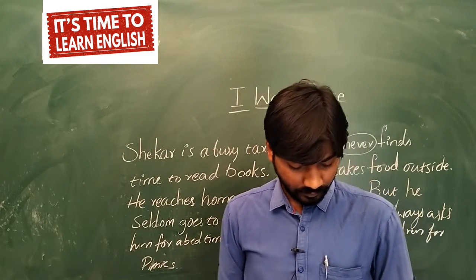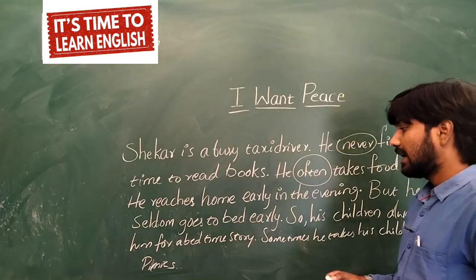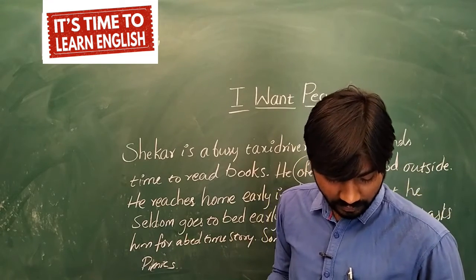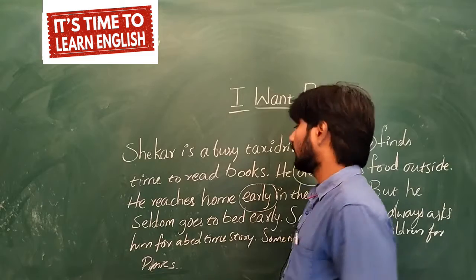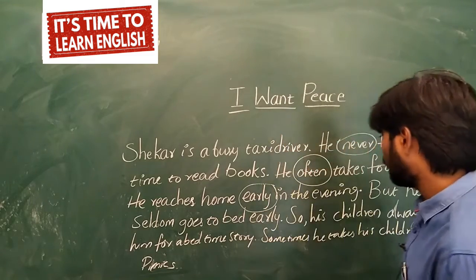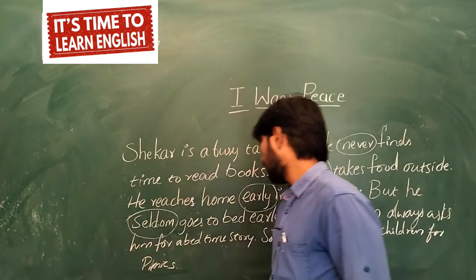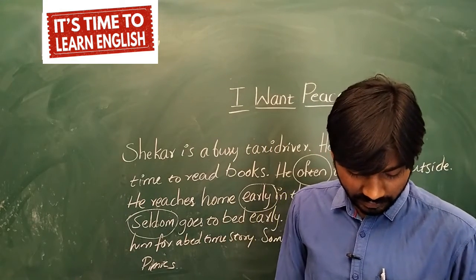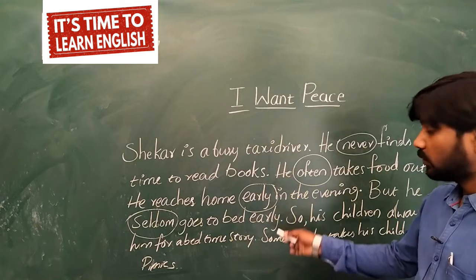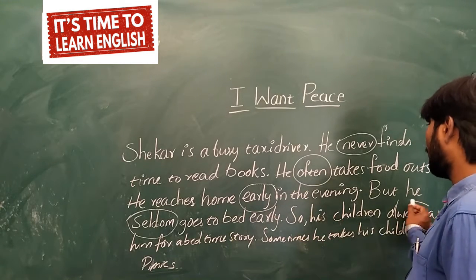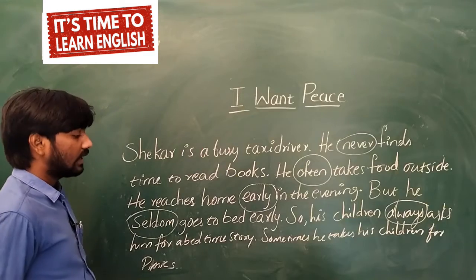Next one, and he takes food outside. He reaches home. How does he reach home? He reaches home very early, sometimes early. Next one, but he seldom goes, very rarely he used to go to bed early. Next word. And so his children always ask him for a bedtime story, and sometimes.